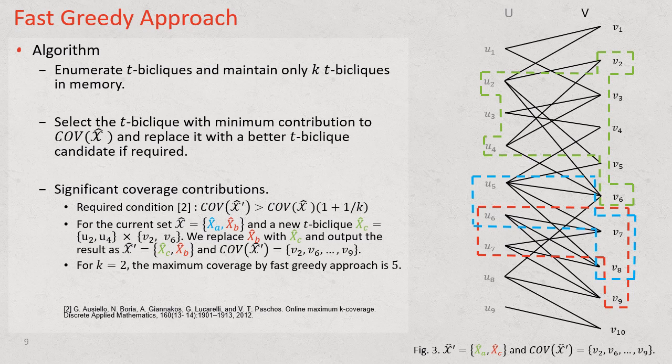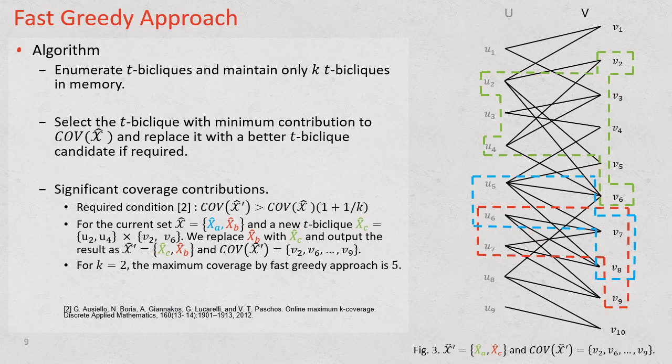In contrast to the baseline approach where we enumerate t-Bicliques and maximize the coverage separately, we now perform them simultaneously. During the t-Biclique enumeration, we only maintain k t-Bicliques in the memory and update the top k t-Bicliques by replacing the minimal t-Biclique if applicable. We perform the replacement of the minimal t-Biclique if the resulting coverage is more than 1 plus 1 by k times of the previous coverage. This condition has also been adapted across various set coverage problems.